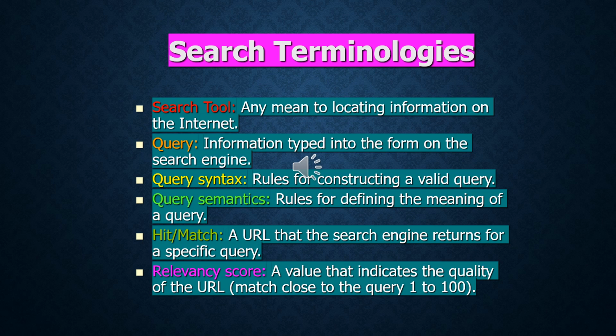Then next is the query semantics, that is rules for defining the meaning of the query. Next is the hit or match, that is the URL that the search engine returns for a specific query. When you send a query, then you get information back. It is a hit or a match. Relevancy score, a value that indicates the quality of the URL.